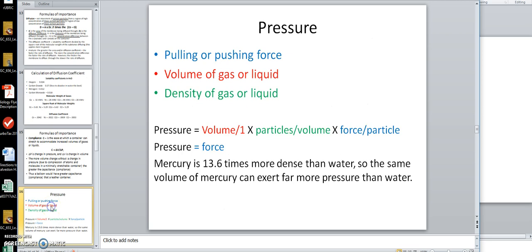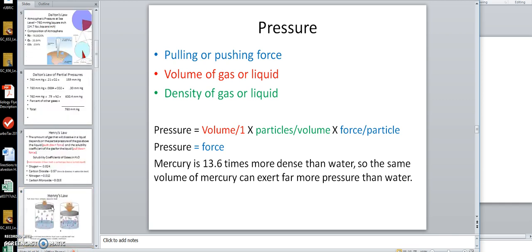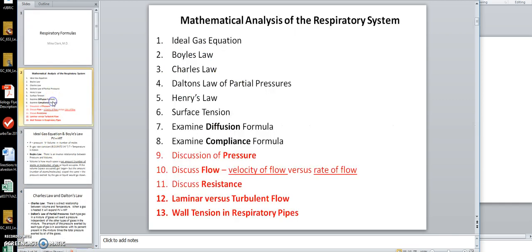Okay, I'm not going to talk on pressure because we already did that. So those are the formulas that I want you to know. These here too, but this will give an idea once we go back and start looking at it. All right. So that ends my formulas discussion.